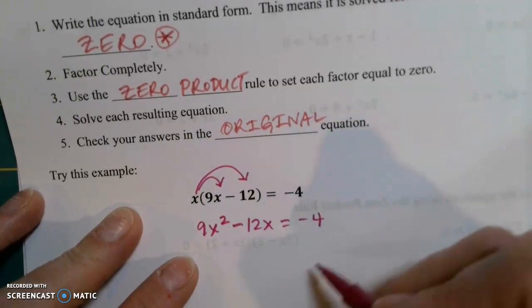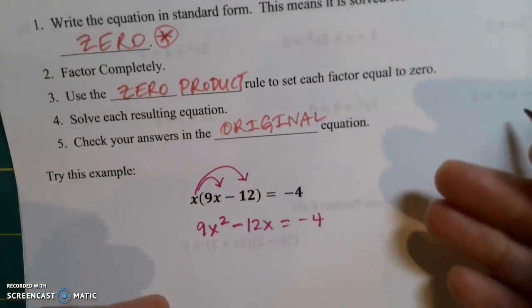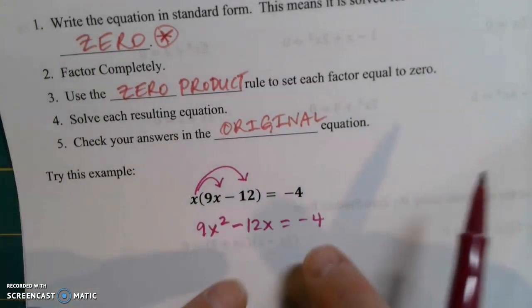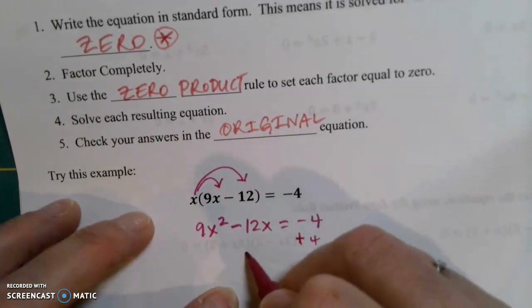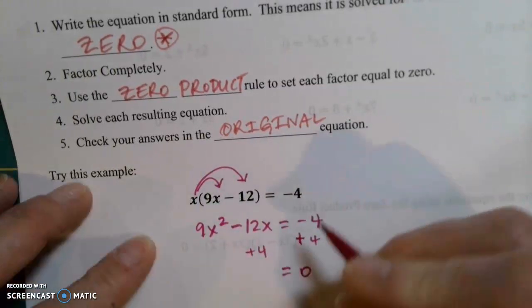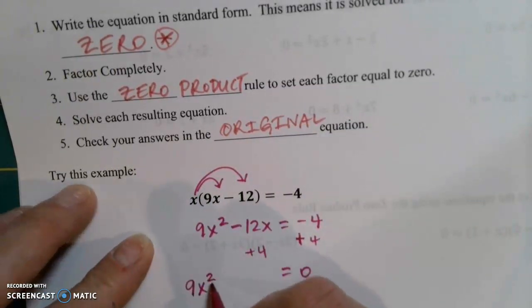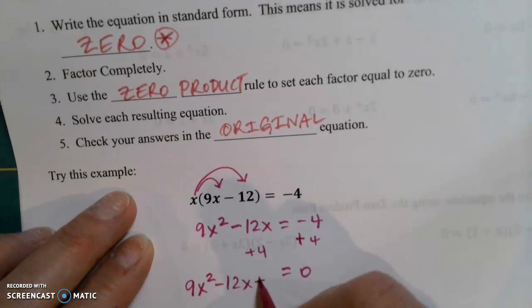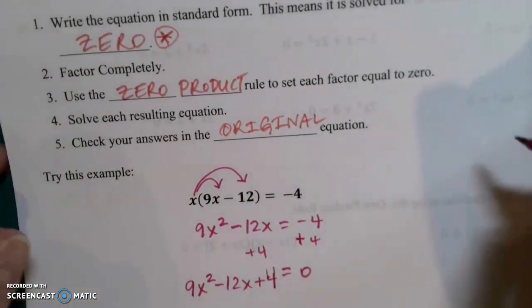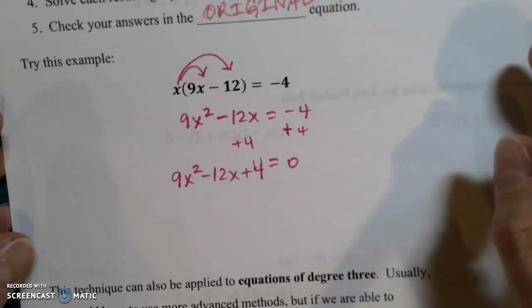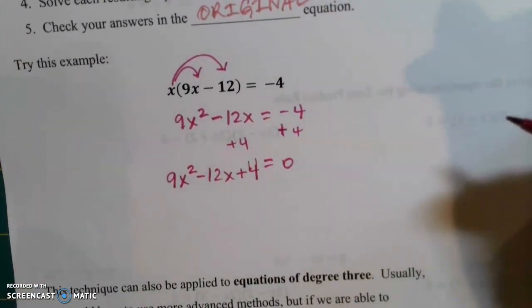And then we want to get 0 over here. It's easiest to move everything to the left-hand side because I only have one term I have to move. And then this will be 0 over here. So 0, and then we have 9x squared minus 12x plus 4. Okay, then we are looking at factoring this. So think about your factoring completely checklist.